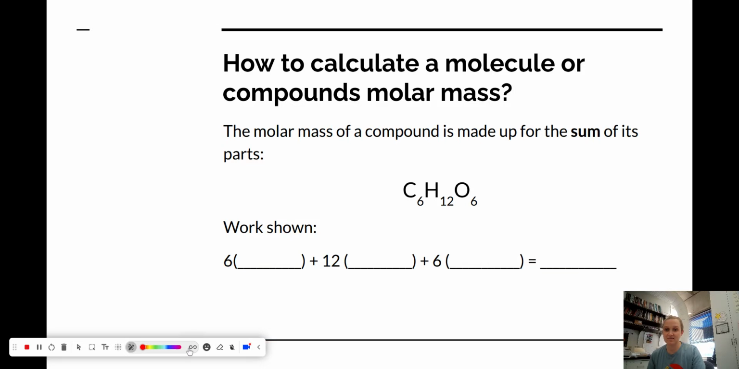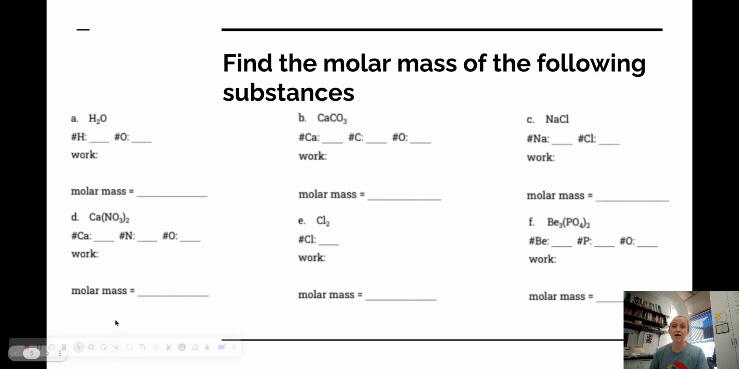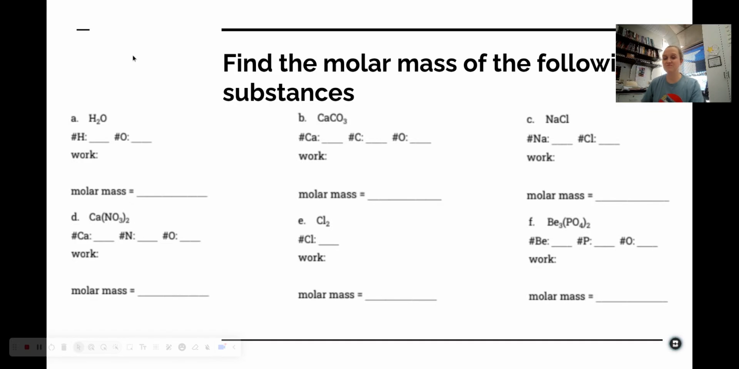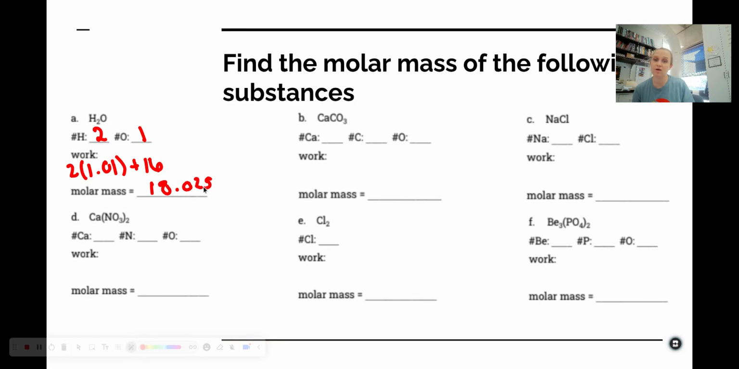All right, let's keep looking at this. I'm going to go through and do a bunch of these so you can see this process repeated a couple of times. I'm going to find the molar mass of H2O, water. Looking at this, I have 2 hydrogens and 1 oxygen. So I go 2 times my hydrogen mass, which is 1.01, plus 1 times 16. Plugging that into my calculator, this gives me a molar mass of 18.02 grams per mole of water.